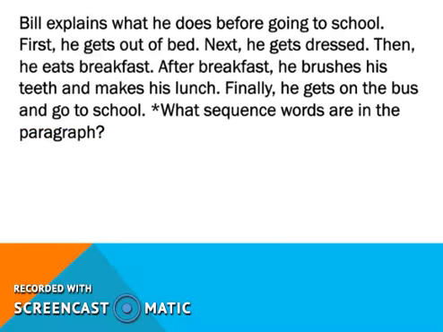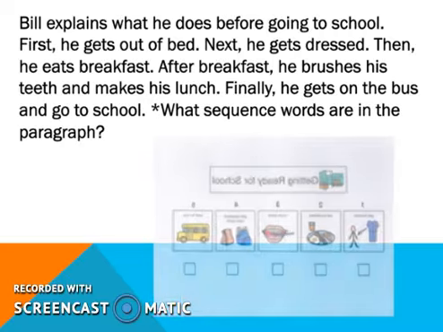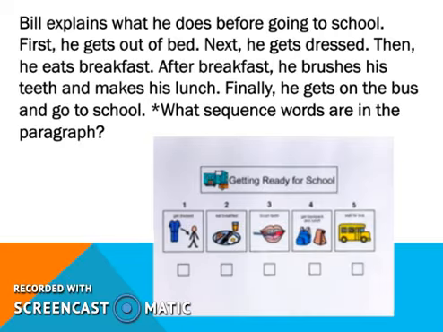Here's an example. Bill explains what he does before going to school. First, he gets out of bed. Next, he gets dressed. Then, he eats breakfast. After breakfast, he brushes his teeth and makes his lunch. Finally, he gets on the bus and goes to school. If I look at the pictures that connect to this text, I can see what Bill does first, next, then, after, and then finally in the morning to get ready for school.